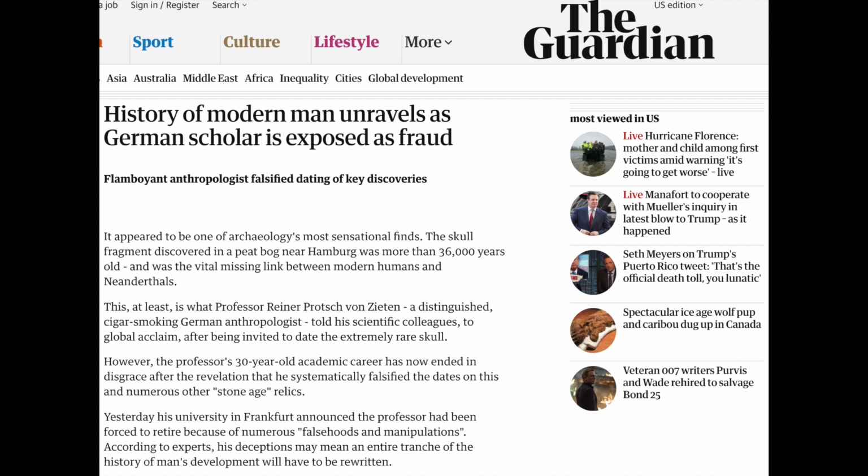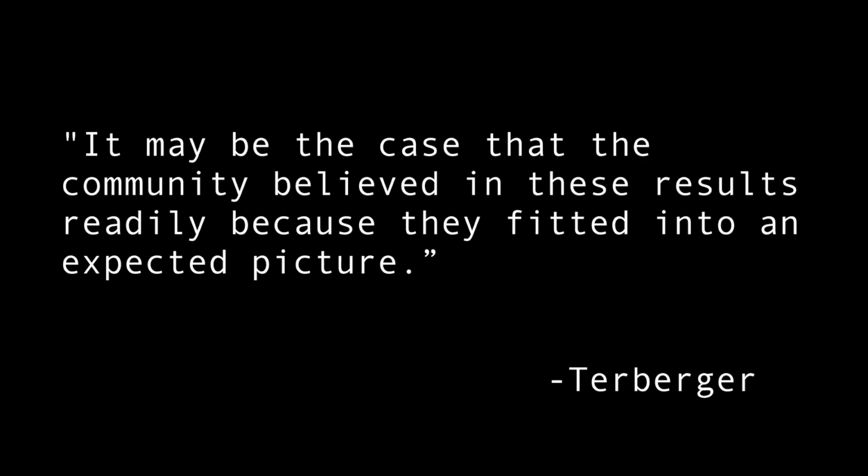A quote from Terberger explains not only why everyone believed von Zieten, but why anyone ever believes Darwin's theory. "It may be the case that the community believed these results readily because they fit into an expected picture." This statement explains in a nutshell the entire reason that Darwin's silly, outdated theory still survives. No one actually believes the theory, there's nothing in it to believe. Everyone simply assumes that someone else is verifying it. And no one would have any reason to lie about scientific findings.